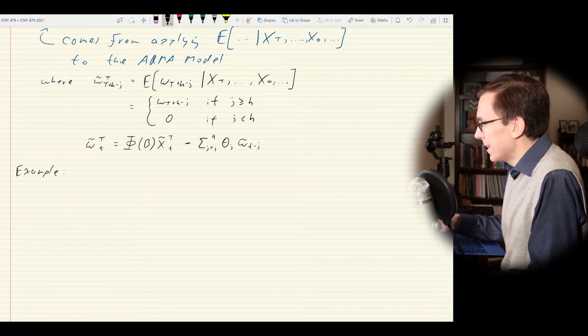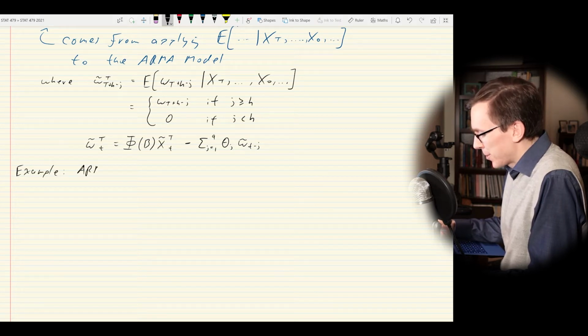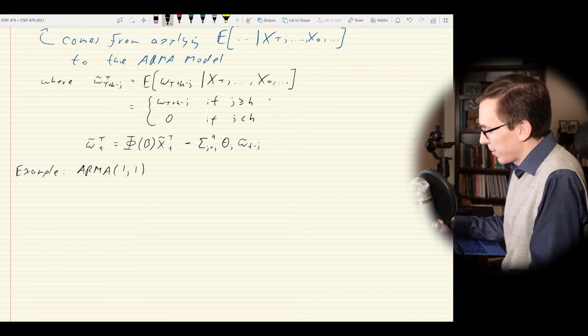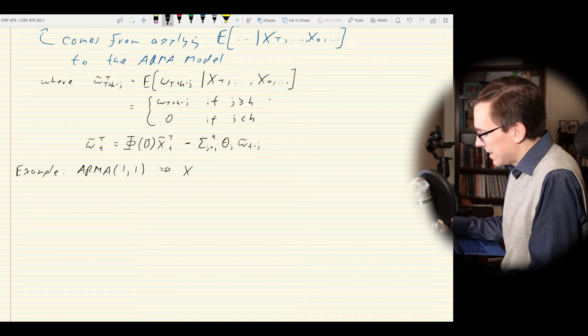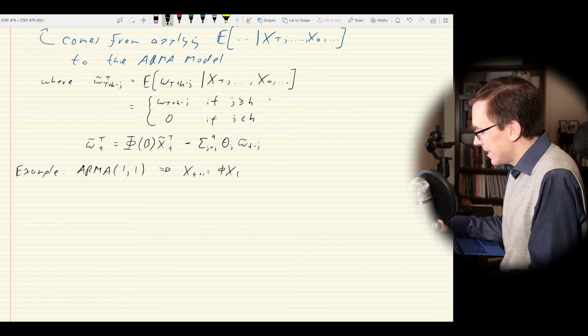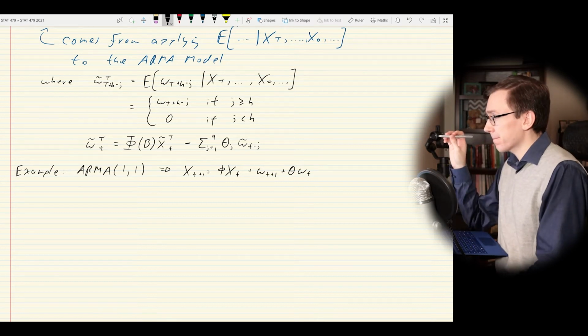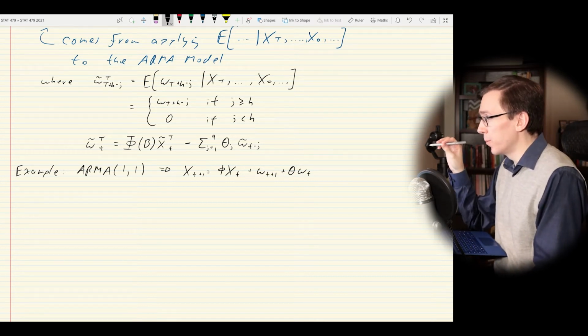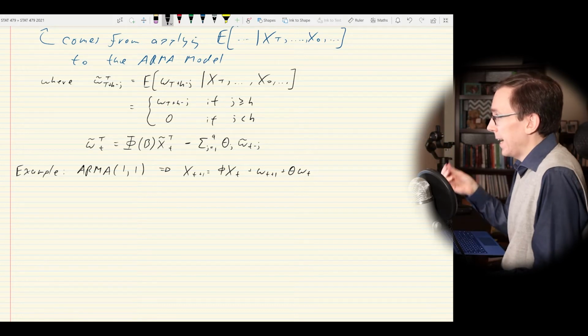So let's do an example. In this case, we will take the simplest ARMA example I can do, which is the ARMA 1-1 process. And we're going to write that as x_{t+1} is equal to phi x_t plus w_{t+1} plus theta w_t. All right, so now we have our ARMA 1-1, and we can write down the one step ahead prediction.